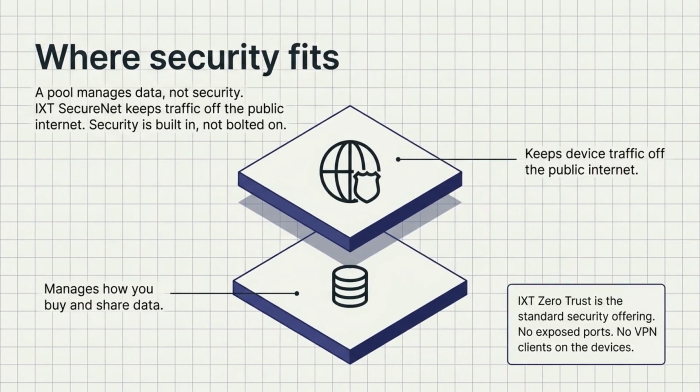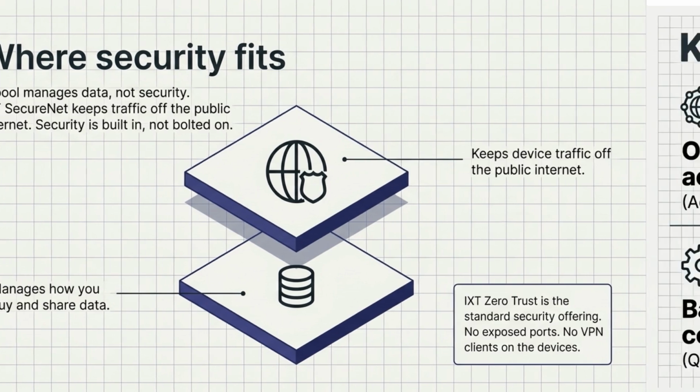One point worth being clear about. A data pool manages how you buy and share data. It does not secure the traffic itself. That is a separate layer. IXT SecureNet keeps device traffic off the public internet with private networking, private APN, and direct routes into your cloud. For teams that need more, IXT Zero Trust is the standard security offering, with no exposed ports and no VPN clients on the devices. The point is simple: pooling controls your data. Security is a layer IXT builds in, not an afterthought you add later.